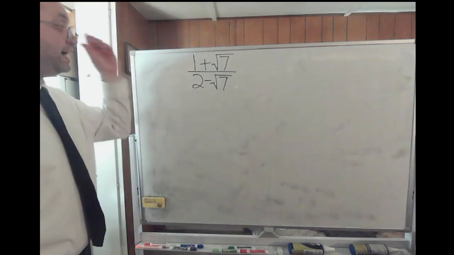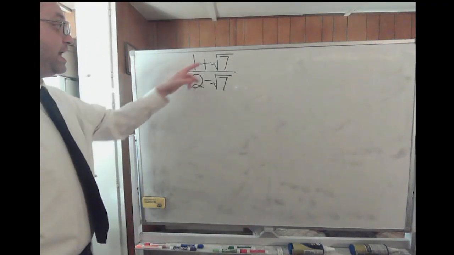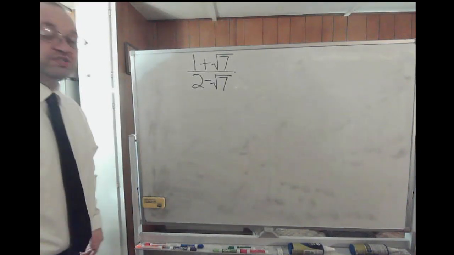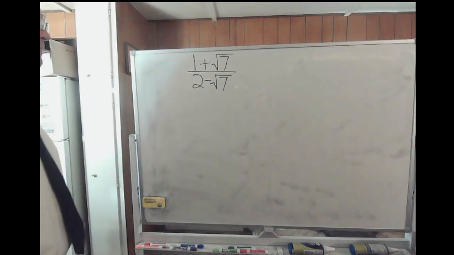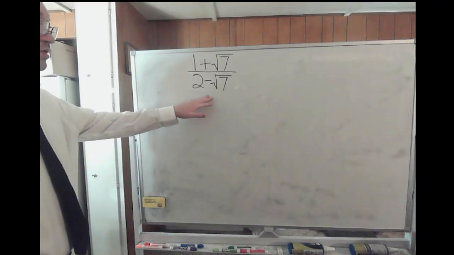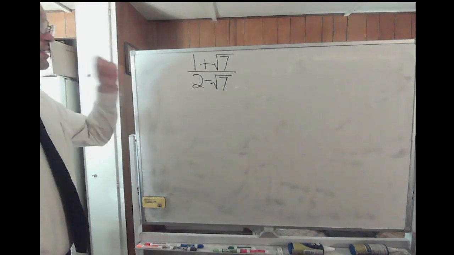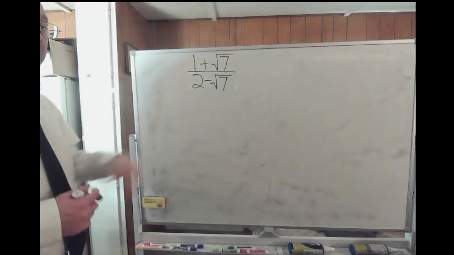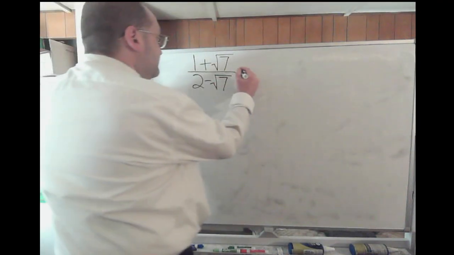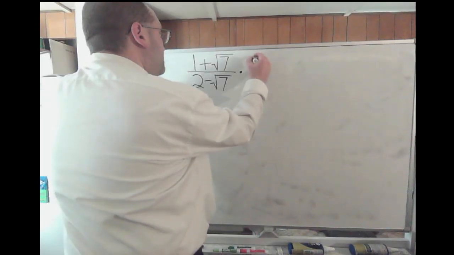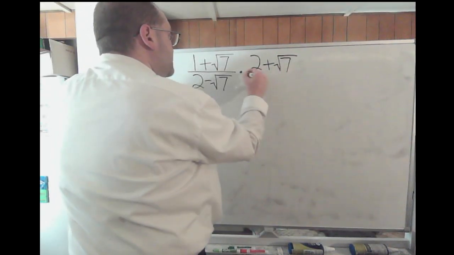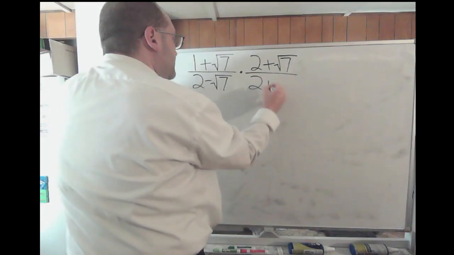Uh-oh, we have radicals in both the numerator and the denominator now. It's not so simple, is it? Well, the idea is still the same. The denominator is in standard form, so this works. This will be 2 minus the square root of 7, so the conjugate you're going to multiply is 2 plus the square root of 7. So you're going to go ahead and multiply both numerator and denominator by 2 plus the square root of 7.